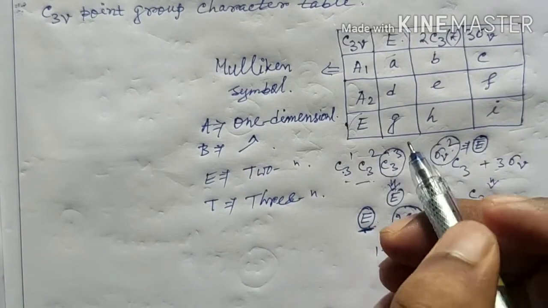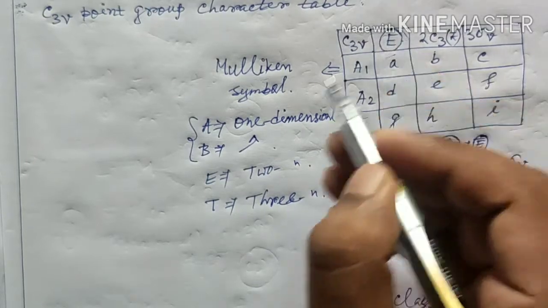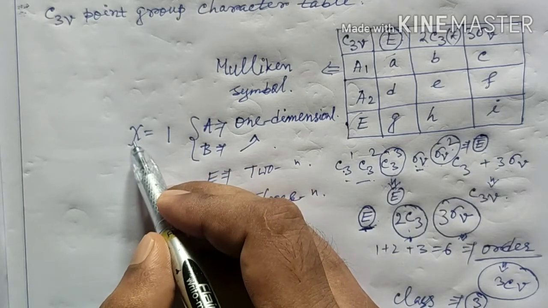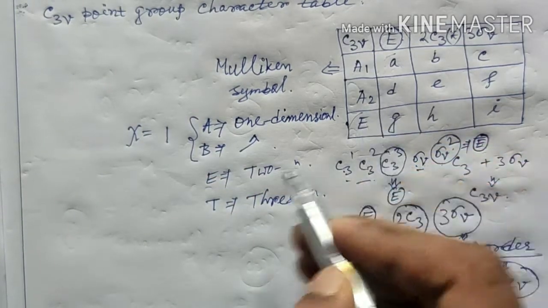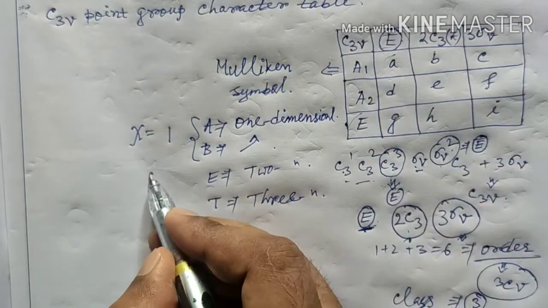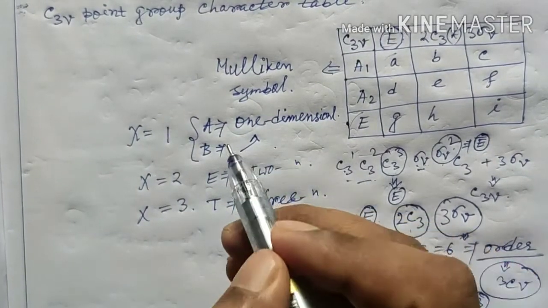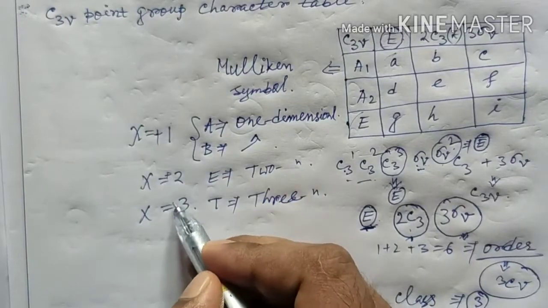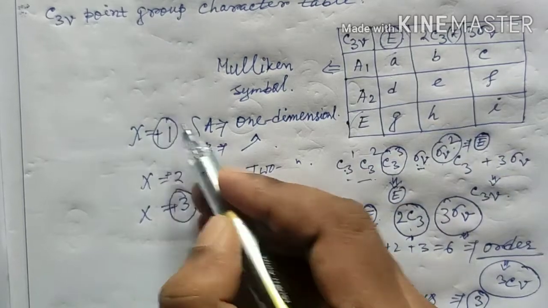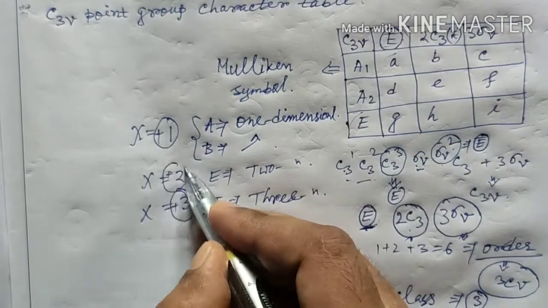You have to keep in mind that for a one-dimensional matrix, the character corresponding to the identity operation will be 1. Character is abbreviated by the chi symbol. For a two-dimensional representation, the character corresponding to the identity operation is equal to 2, and for three-dimensional it is equal to 3. All the values are positive. The character corresponding to the identity operation is always positive. No negative value is possible for the identity operation.